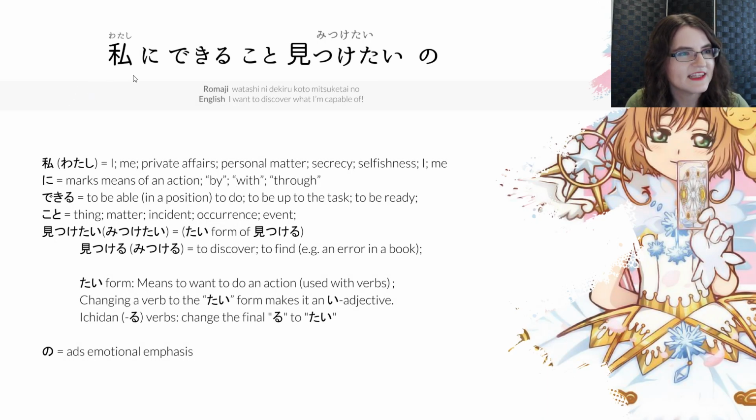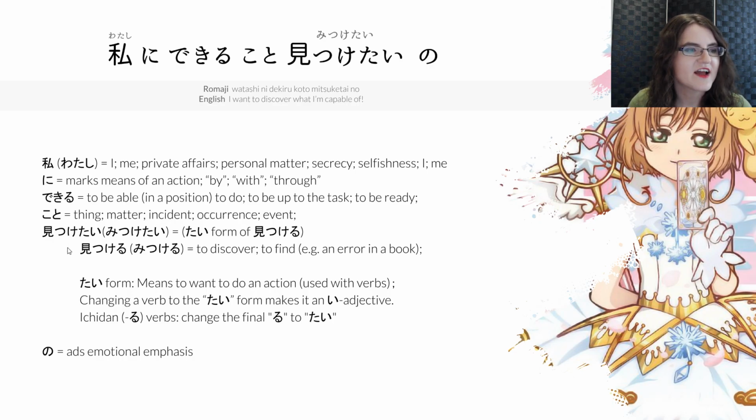Next we have watashi ni dekiru koto mitsuketai no. So, watashi is me or I, and ni is marking like the means of an action, by, with, or through. It's kind of like doing it by myself kind of concept. And then dekiru is to be able. And that's like defining what koto is. Like dekiru koto is a thing that I'm able to do.